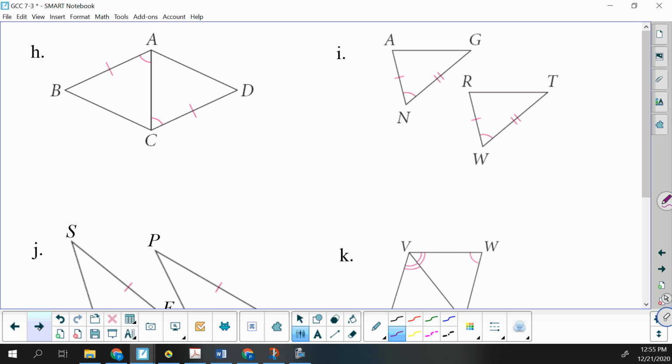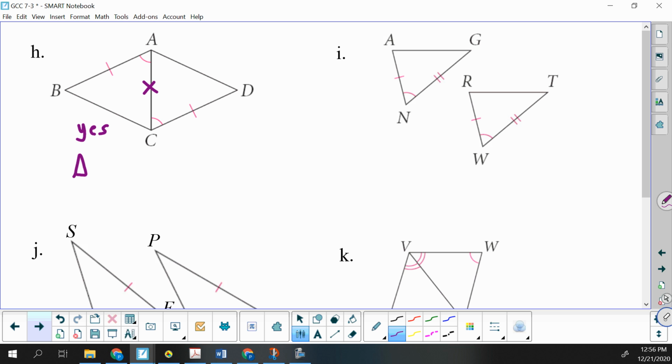In H, we only have 2 things marked right now. So let's be on the lookout for either vertical or reflexive. They are sharing a side, so that would be the reflexive property. So we can mark that with an X. Well, now, if we look at an individual triangle, we have 2 sets of sides, and the angle that's in between. 2 sets of sides, and the angle in between is side, angle, side. That's one of our ones that works. So this is going to be a yes.